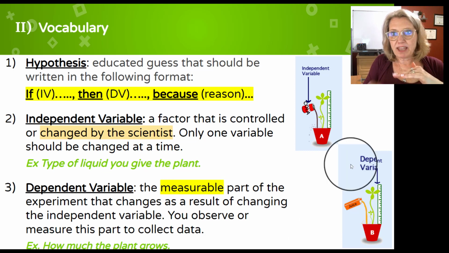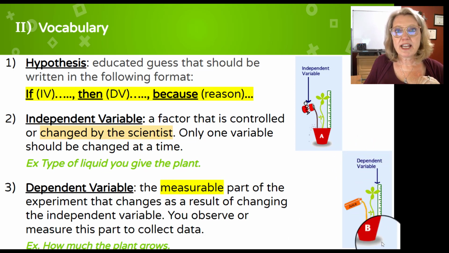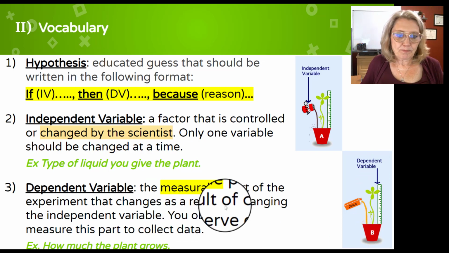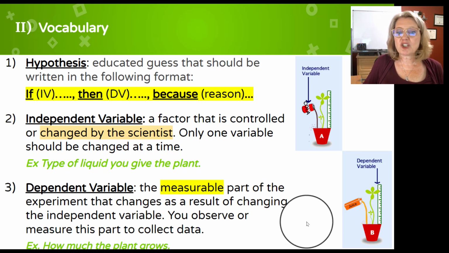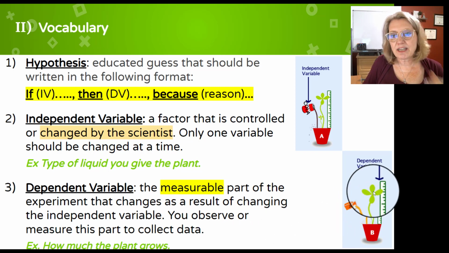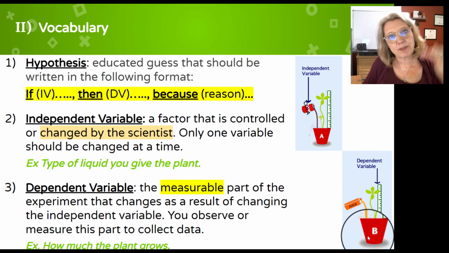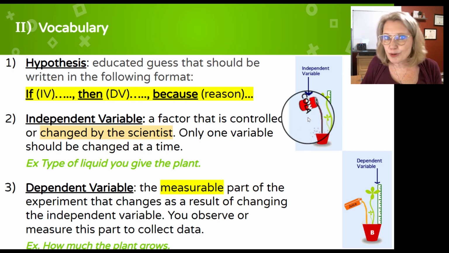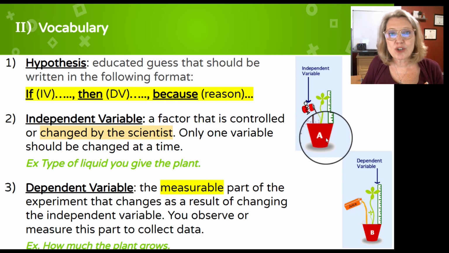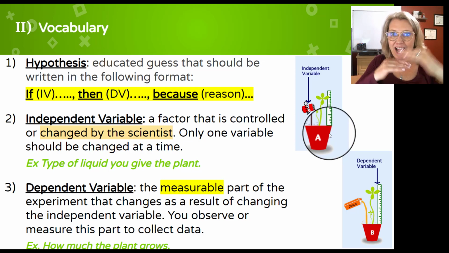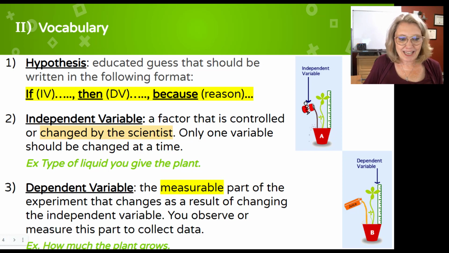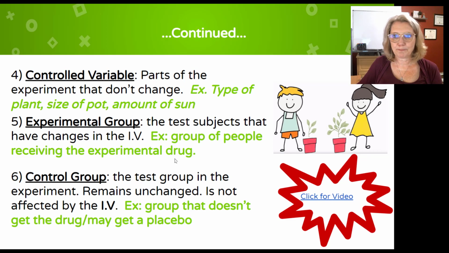The dependent variable of the experiment is the part that you're going to measure. Okay, so in this case, you can see down here, dependent variable is the ruler. So they're going to measure the height of the plant. So this is the measurable part of the experiment that changes as a result of the independent variable. So the height of this plant is going to change depending on what we are giving this plant to drink. If it's Coca-Cola, if it's juice, if it's water, whatever. That height might either grow faster or that plant might actually shrivel up and die depending on what it's being fed. So in this case, the example is how much the plant grows.